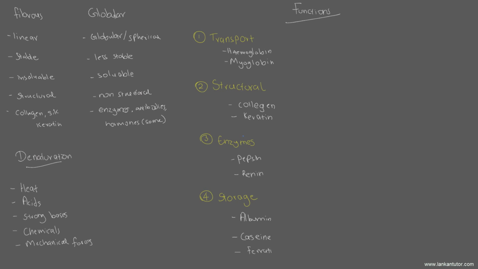Albumin is a storage protein that forms the white of the egg. The egg white is composed of a protein called albumin. Casein is a milk protein, and ferritin is an iron-containing protein. Ferrous, iron. This wordplay gets really easy as things go on.